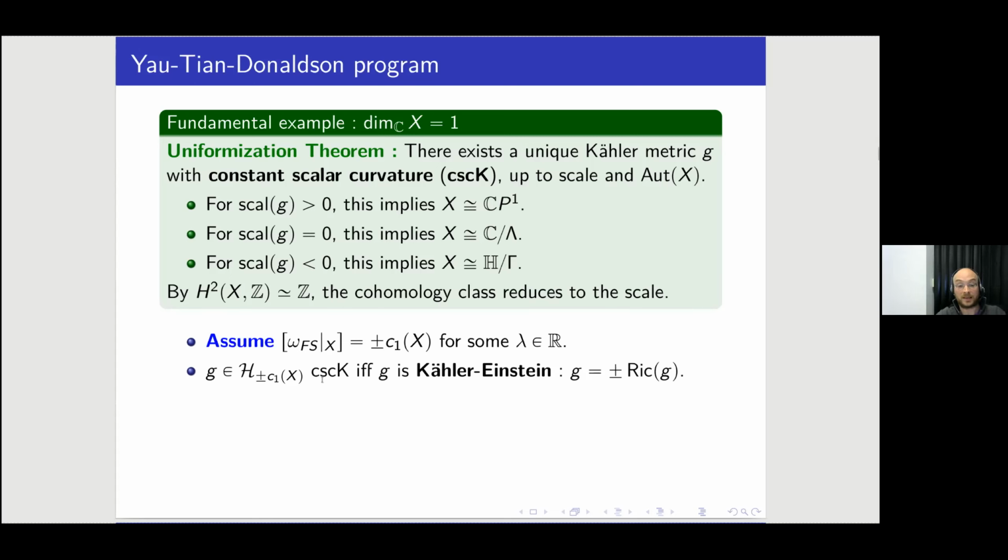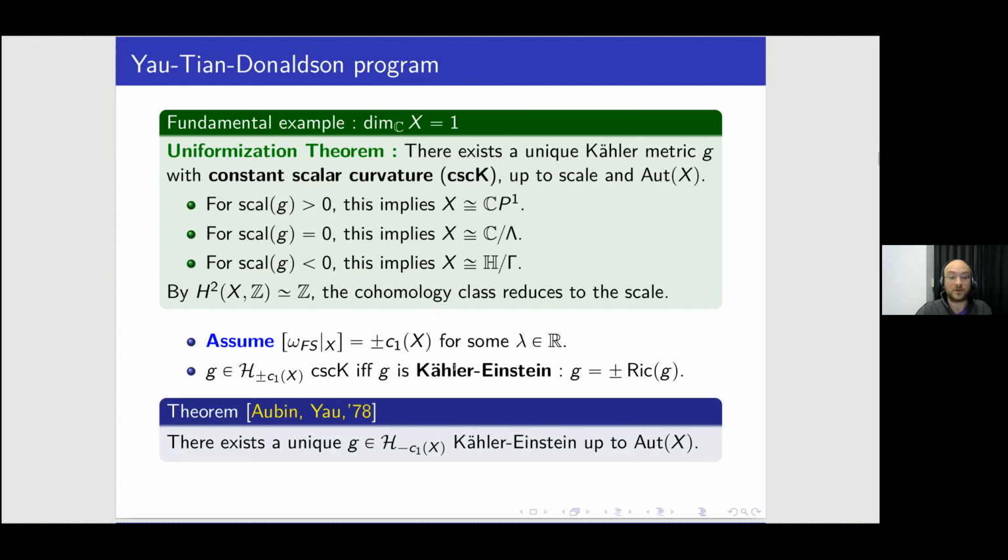Because in that case, a metric is of constant scalar curvature if and only if it is Kähler-Einstein, meaning that the metric is proportional to the Ricci tensor up to a constant, up to lambda, which here is plus or minus. Okay. And this has, again, wonderful properties, and it's easier to study than constant scalar curvature. And in particular, there is a famous theorem of Aubin and Yau telling you that if this lambda is minus, so in the case of the minus first Chern class of X, then there exists a unique Kähler-Einstein metric up to the automorphism group.